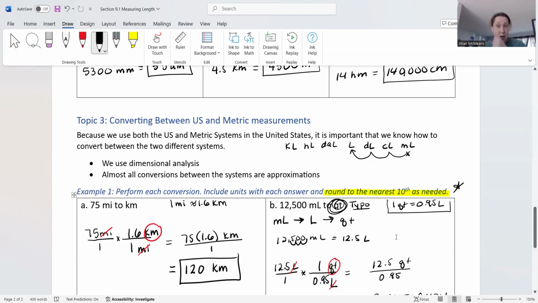So in the next section, 9.2, we're going to look at area, so like think land area, and then we're also going to look at volume/capacity, so think more like your liquid measures, all right?